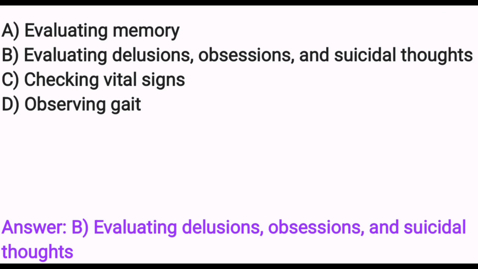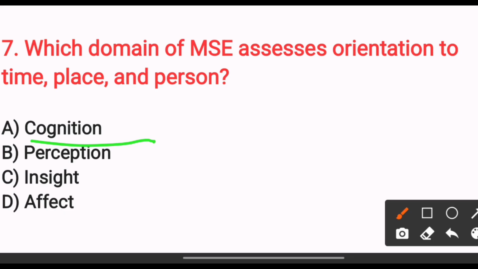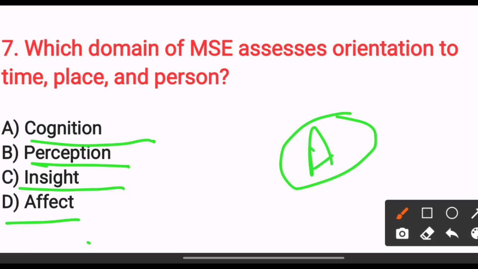Next, which domain of the MSE, mental status examination, assesses the orientation to time, place and person? Option A, cognition. Option B, perception. Option C, insight. Option D, affect. The answer is option A, cognition, because orientation is a key component of the cognitive assessment. So the answer is option A.